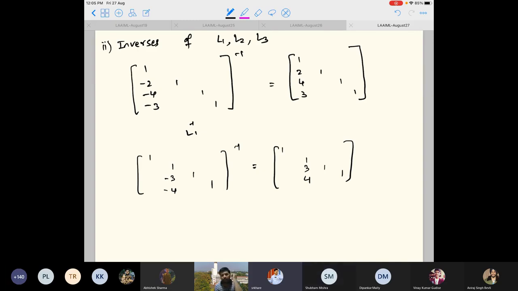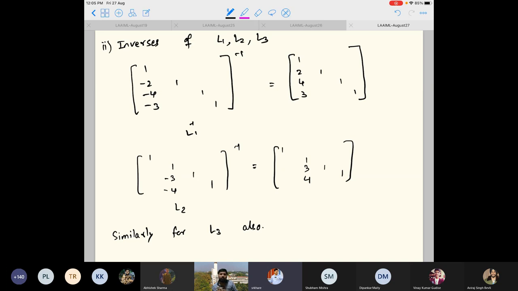How are you checking it's the inverse? Identity matrix multiplying. You are multiplying L1 with L1 inverse and you are checking that you are getting identity. That's what you are doing. And similarly for L3 also, right? So not only that you have shown L1, L2, L3 are invertible, you have actually computed the inverses of L1, L2, L3 also.